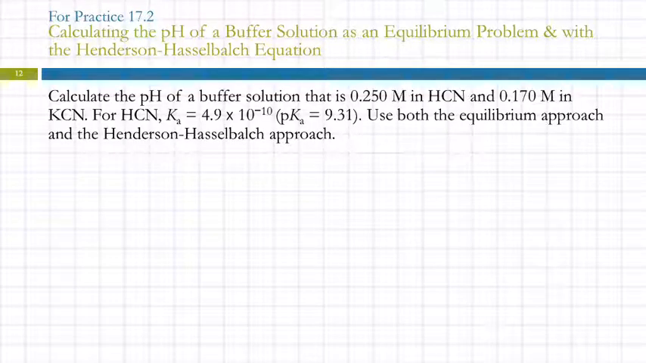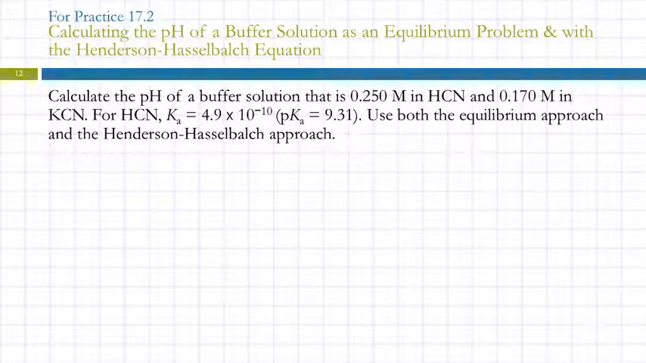Okay, so we're going to calculate the pH of a buffer solution. We're going to do both methods. We're going to do the equilibrium problem, and we're going to use the Henderson-Hasselbalch equation. Calculate the pH of a solution that is 0.25 molar in hydrocyanic acid and 0.170 molar in potassium cyanide. So this is our weak acid. The cyanide ion is the conjugate base. It's an ionic compound. It will ionize completely, and so we're just going to ignore the potassium ion.